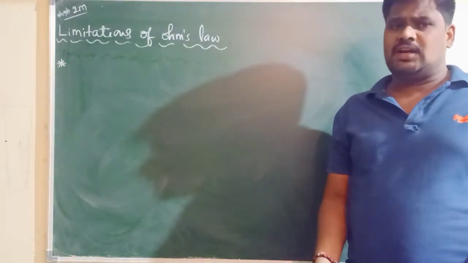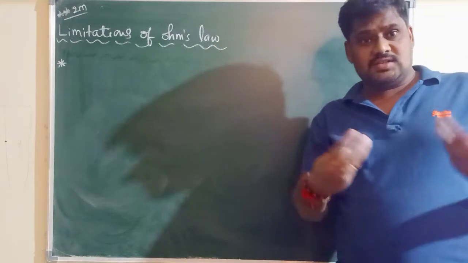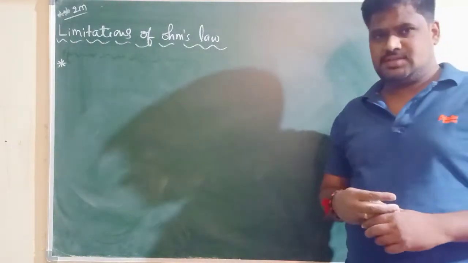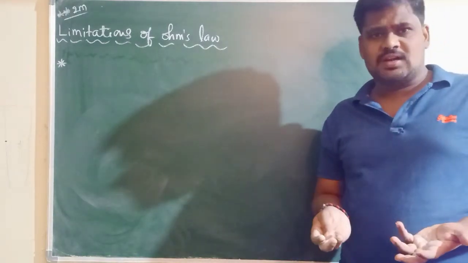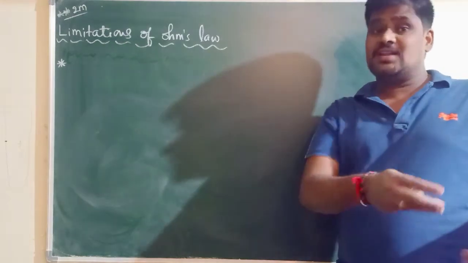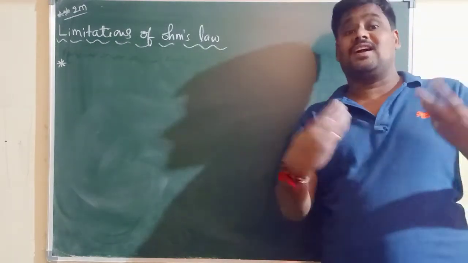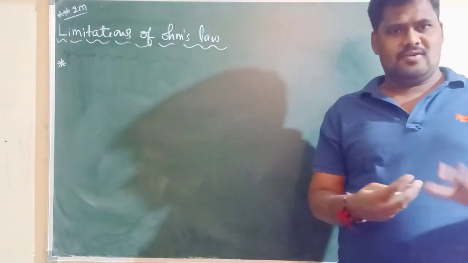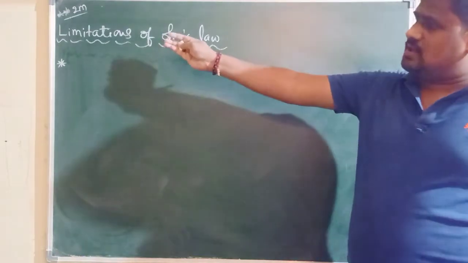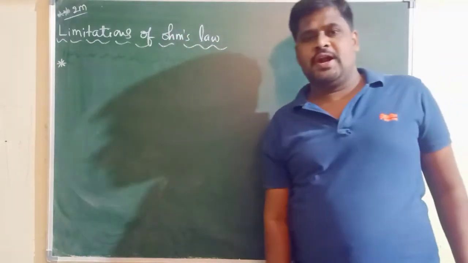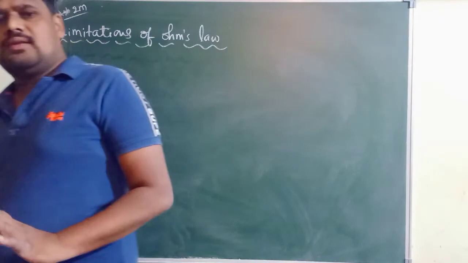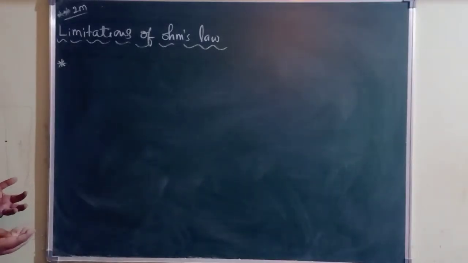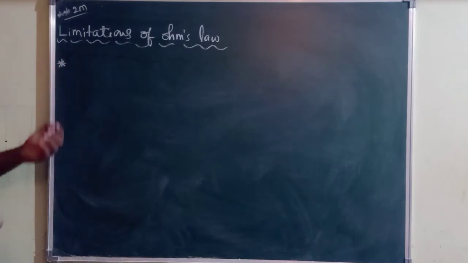If any conductor, I see, it doesn't mean that a conductor should be metal. All metals are conductors. It doesn't mean that all conductors are metals. Got my point? Okay. If a conductor is made up of metal, then Ohm's law is applicable. If the conductor is not made up of metal, if it is a non-metal, then Ohm's law is not applicable.